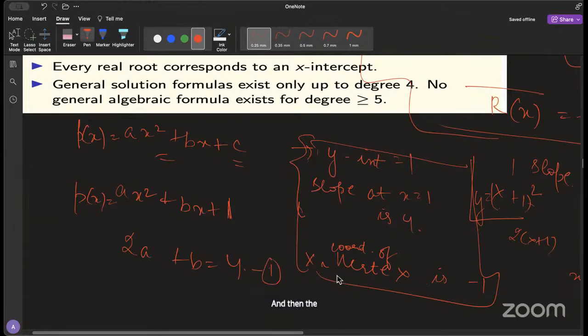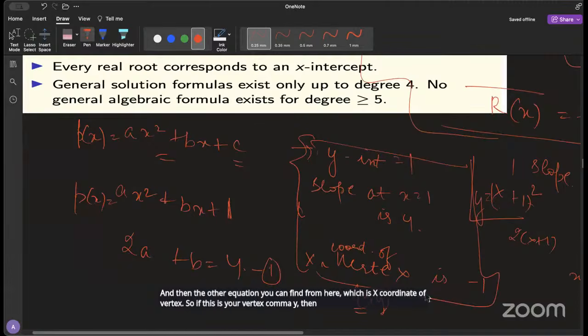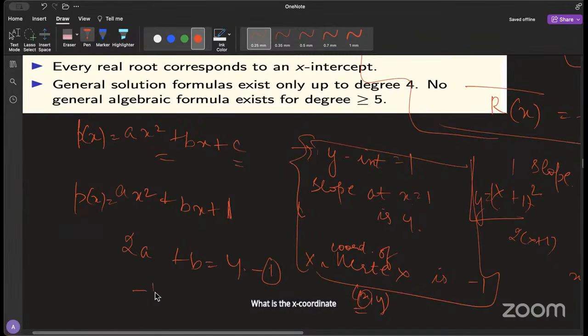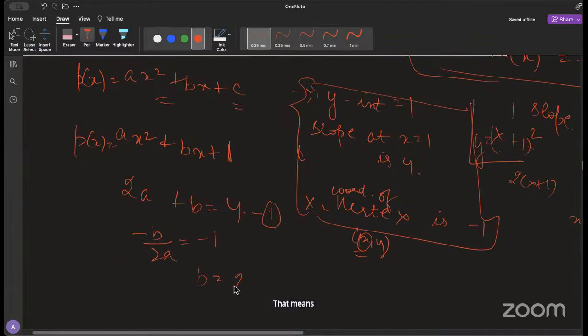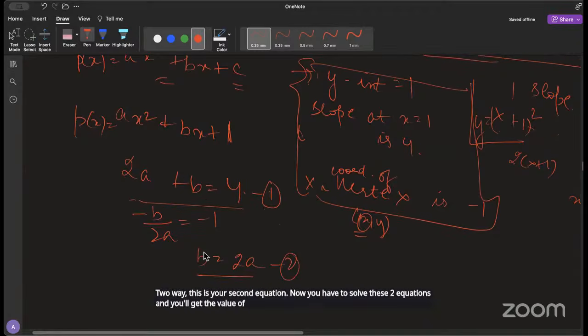And then the other equation you can find from the x coordinate of the vertex. If this is your vertex (x, y), then what is the x coordinate of your vertex? It's minus b by 2a, and it's given to be equal to minus 1. That means b equals 2a. This is your second equation. Now you have to solve these two equations and you'll get the values of a and b, right?